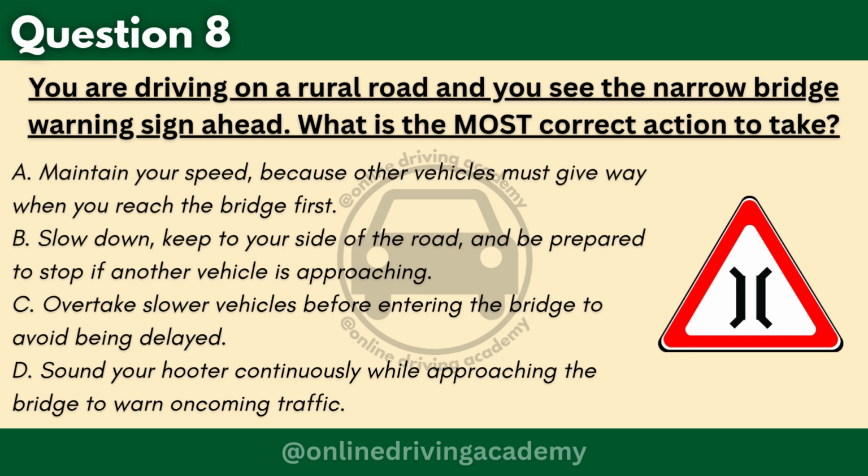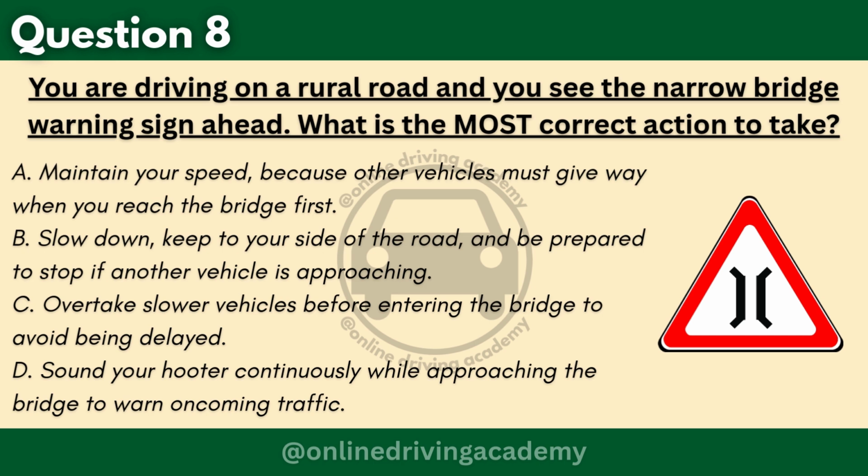Is it option B, slow down, keep to your side of the road and be prepared to stop if another vehicle is approaching? Is it option C, overtake slower vehicles before entering the bridge to avoid being delayed? Or is it option D, sound your hooter continuously while approaching the bridge to warn oncoming traffic?